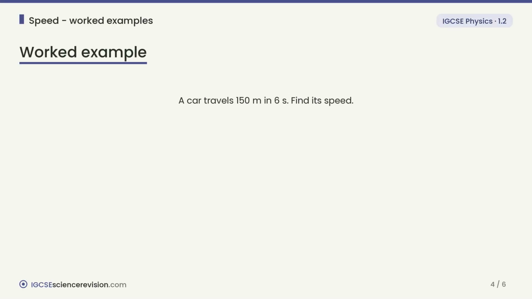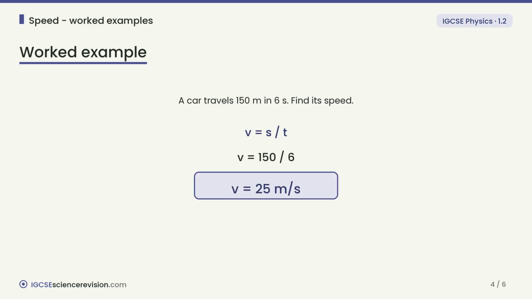A car travels 150 meters in 6 seconds. Find its speed. Always start by writing the equation. We want speed, so v equals s over t. Substitute the numbers. v equals 150 divided by 6. And that works out to 25 meters per second. Notice the three steps. Write the equation, put in the numbers, then give the answer with its unit.